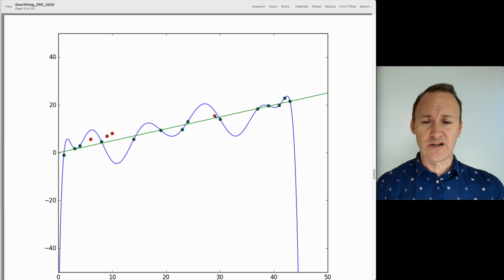It's not curve fitting, okay? Machine learning is not about curve fitting. The blue curve does that, but it's just not good enough, okay?